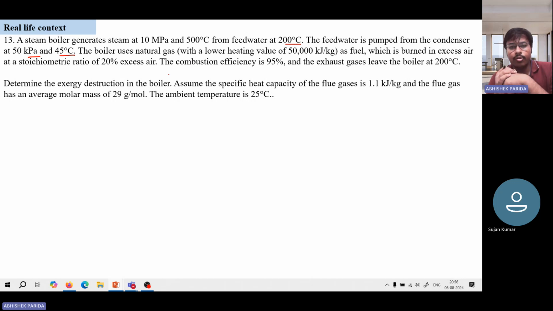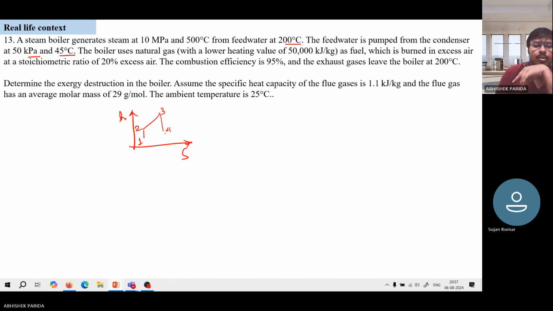So of course, all these values are given, and you have to use the steam tables for this, and only for the boiler it is asking. So you have to just find out the boiler's efficiency. Try to draw the Rankine cycle, mostly on the h-s plot. Okay, I think it will be something like this. Then 1, 2, 3, 4. Then from there you can calculate.